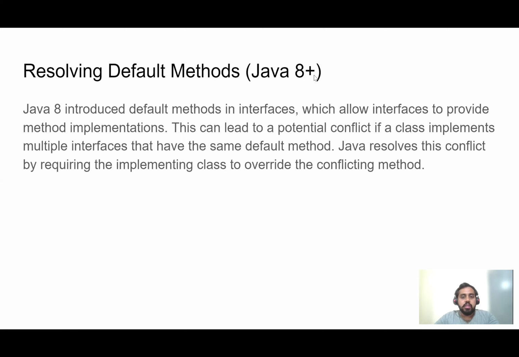Let's see. Java 8 introduced default methods in interfaces, which allow interfaces to provide a method implementation. This can lead to a potential conflict if a class implements multiple interfaces. That means a child class can have multiple parents with the same default methods, so a conflict may arise. You may think that, but how do we avoid it? There is a possibility in Java. It's the child's duty to declare from which parent it needs to pick that default method.